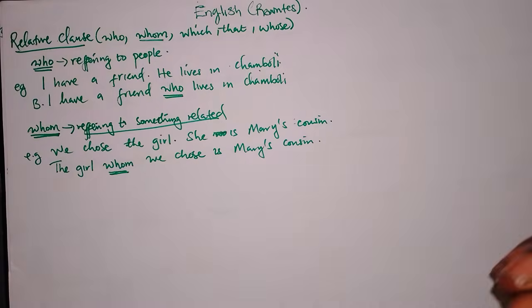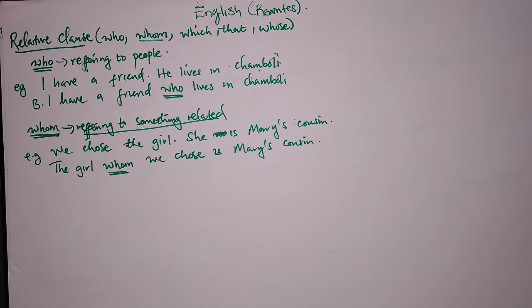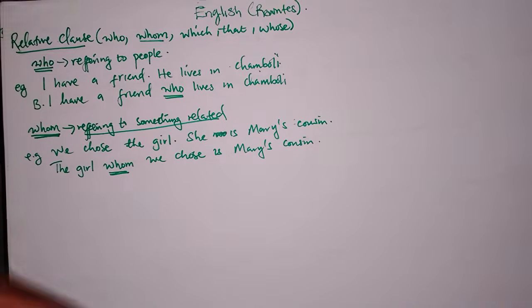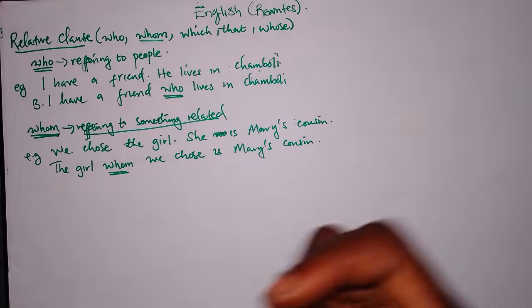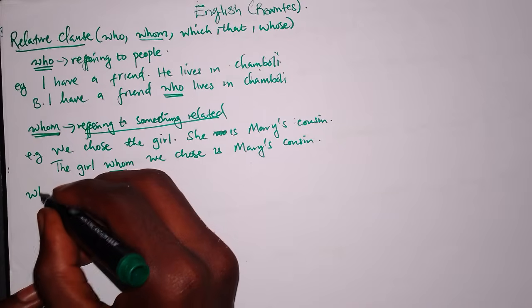So here, when you are looking at relative clauses, what you need to understand is whenever you are talking about who, you have to refer it to people. Then when you also have people, and they are related, you have to use whom.